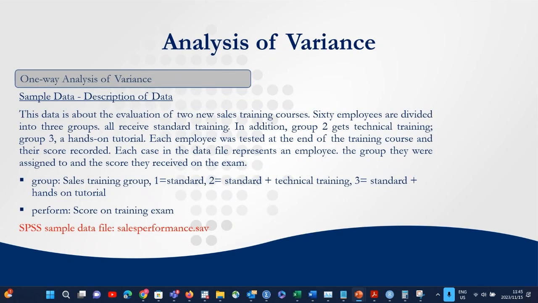So if we go to an example here, it's about employees, and these employees are given a training course for sales. So some employees received the standard training, then another group received standard training plus a hands-on tutorial, and then another group got standard training plus a technical training. So we want to compare their scores, how they perform. All of them will be subjected to an assessment after the training, and we're comparing the scores for the different groups to see how they fared.